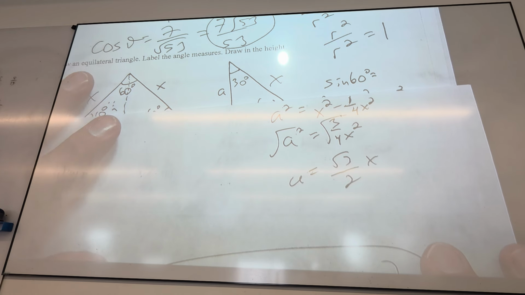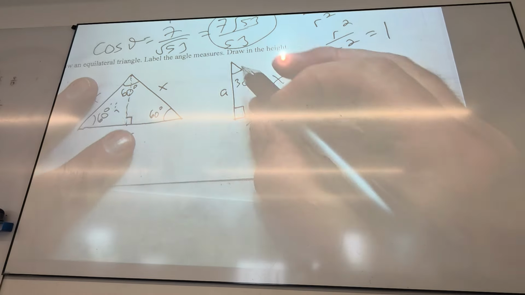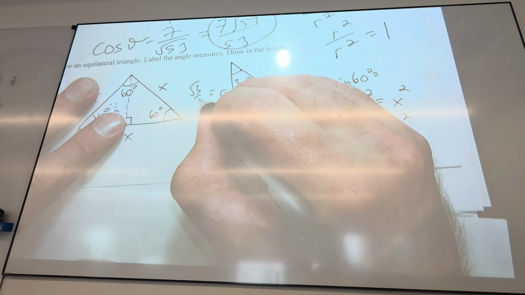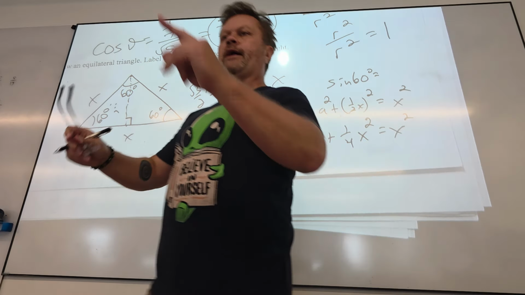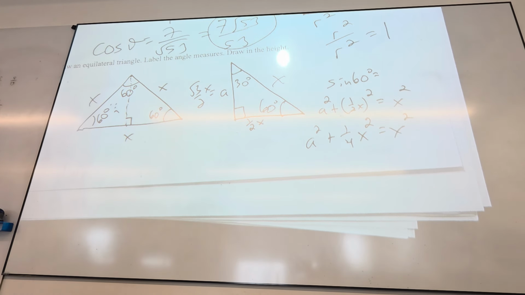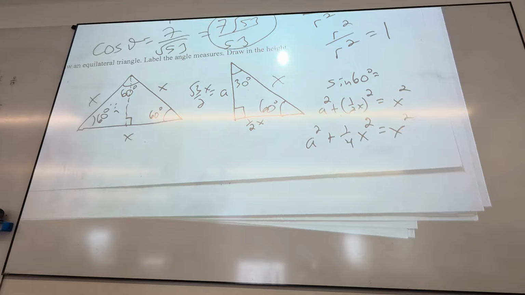We just figured out that a is the square root of 3 over 2 x. Now, I know these sides are gross. I know they're gross. When I ask you to do a sine, you just take whatever this side is, divided by the hypotenuse, correct? The first step is brute force. Just put it in there.